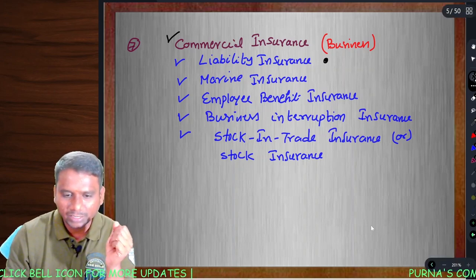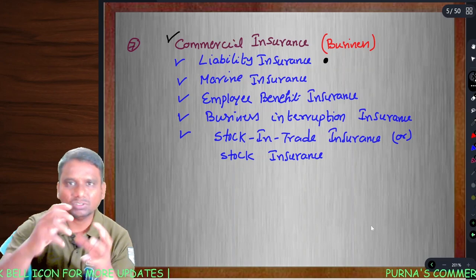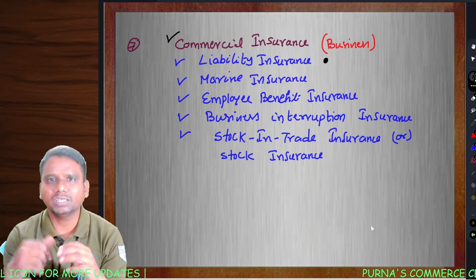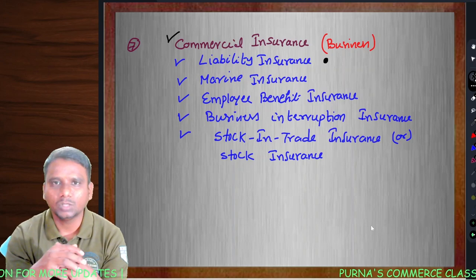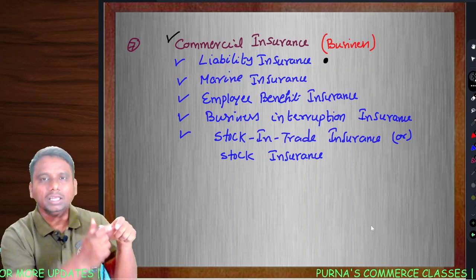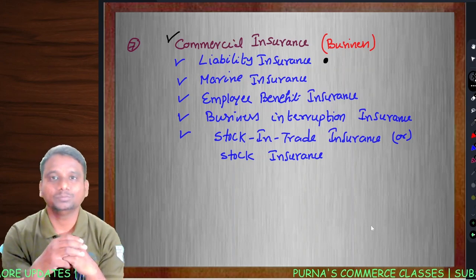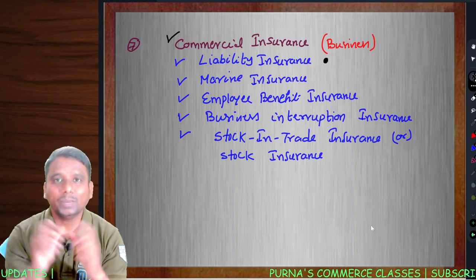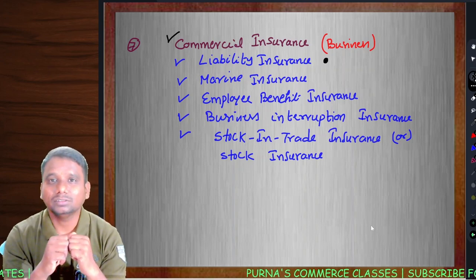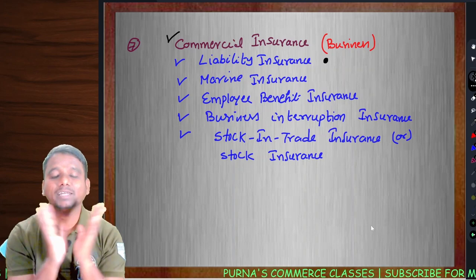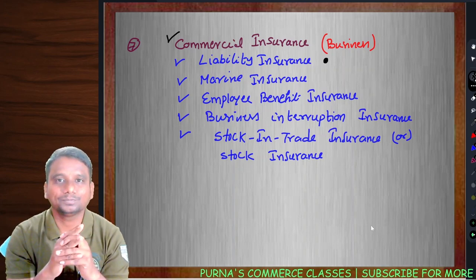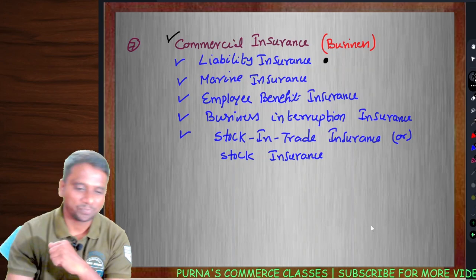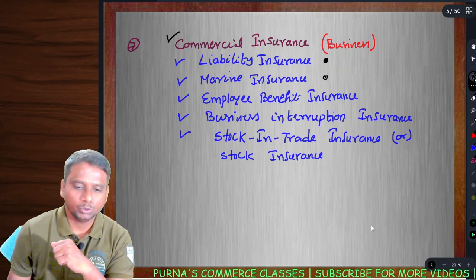Liability insurance. What is the meaning of this liability insurance? Suppose your business is having some liability which is payable to the bank or any money lender. Okay, on this liability you can take insurance. If you fail to pay this liability, then the insurance company pays this liability on behalf of you. Liability insurance. Okay, next, marine insurance, this you know very well.